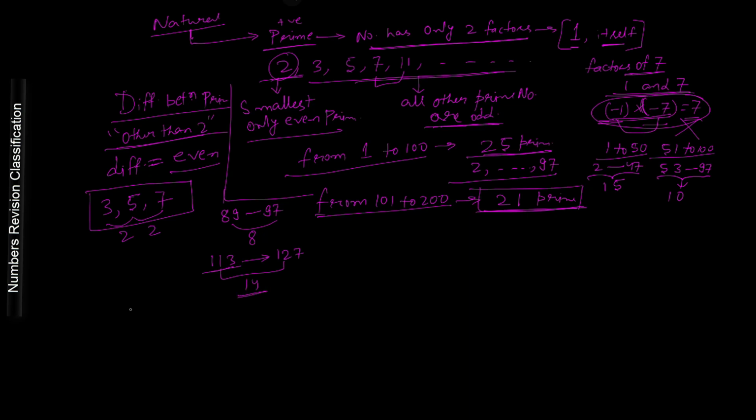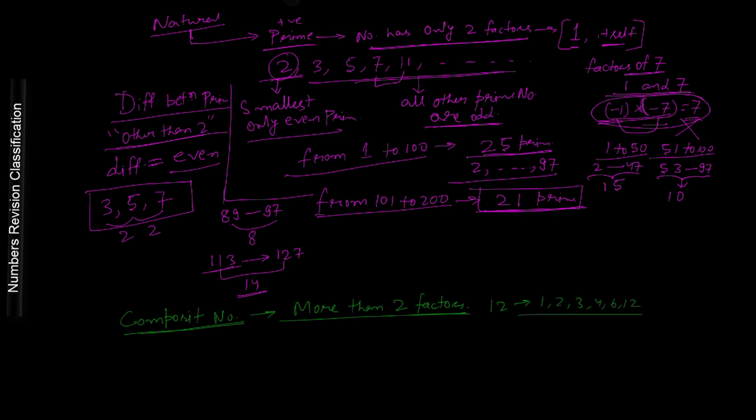Alright. Now the second thing that we have is composite numbers. Composite numbers are those numbers which have more than 2 factors. Very clearly, more than 2 factors. So for example, 12, what are the factors of 12? 1, 2, 3, 4, 6, 12. Why am I saying more than 2 factors? Because if it has 2 factors, then it is prime. If it has more than 2 factors, then only it will be a composite number.